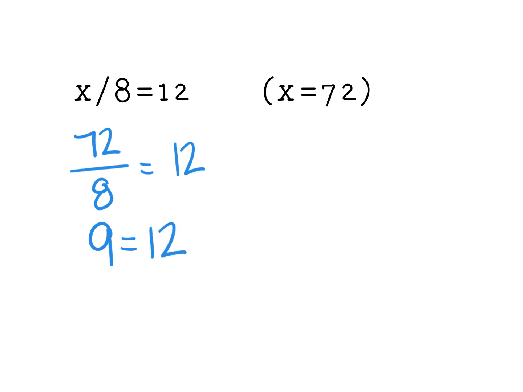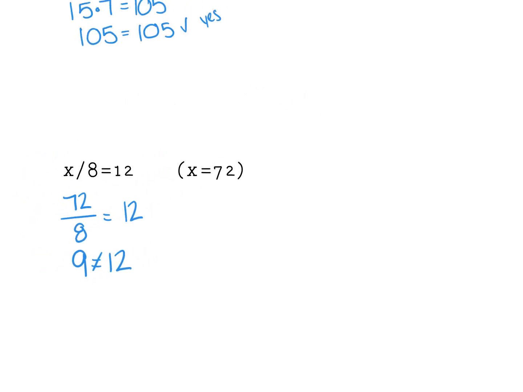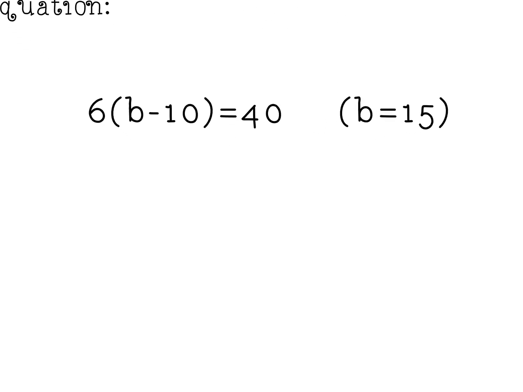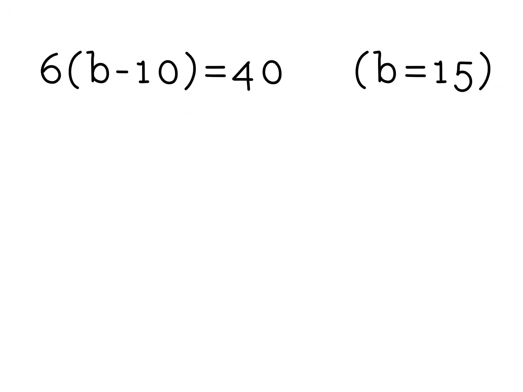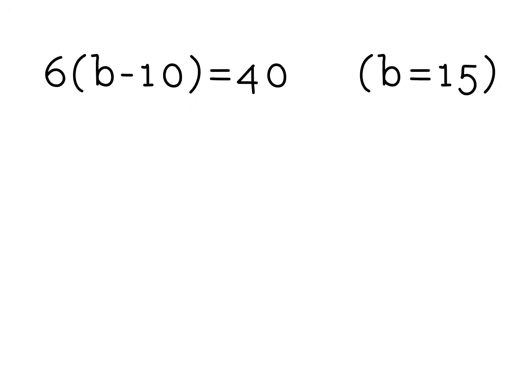Is that true? No. So all we have to do here is we simply put a slash mark through our equal sign. You probably remember that symbol from your pre-assessment. It's just saying is not equal to. 9 is not equal to 12. So that's showing that that value of 72 does not make this equation true. It is an inequality. Well, not technically, it doesn't have the less than or greater than, but yes, they're not equal.